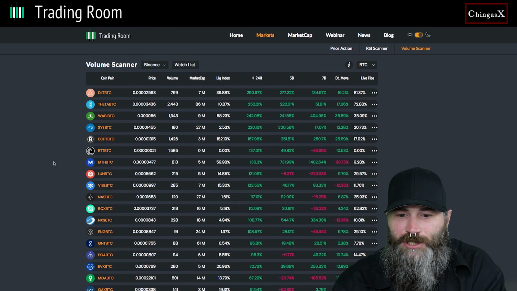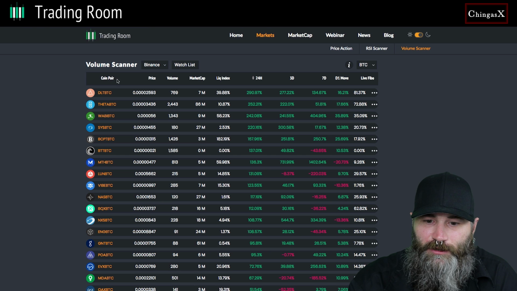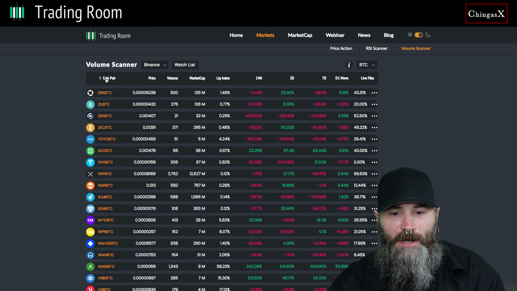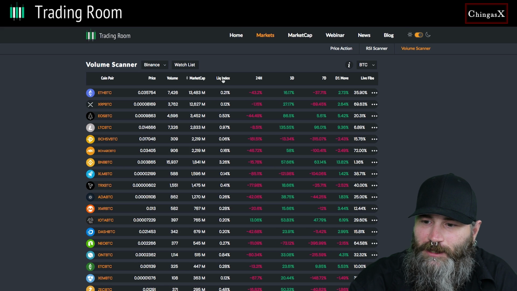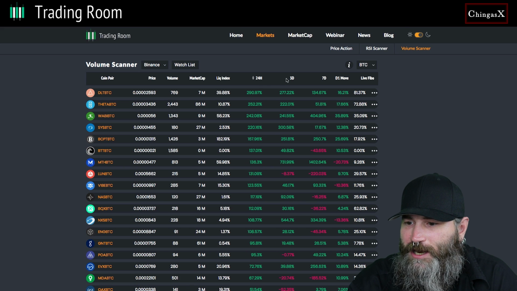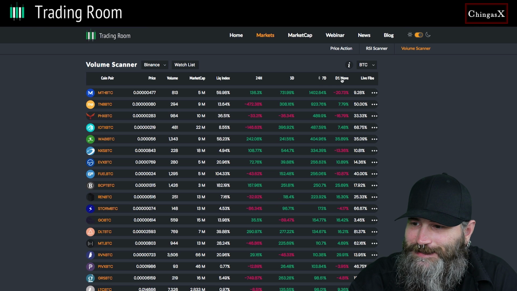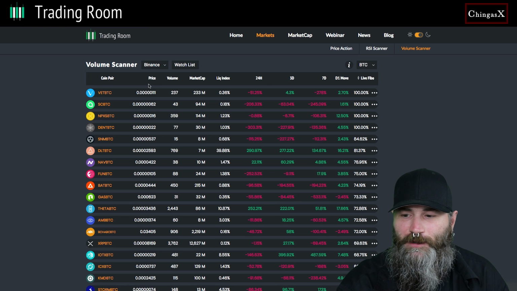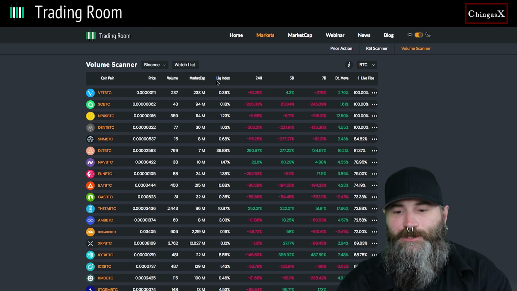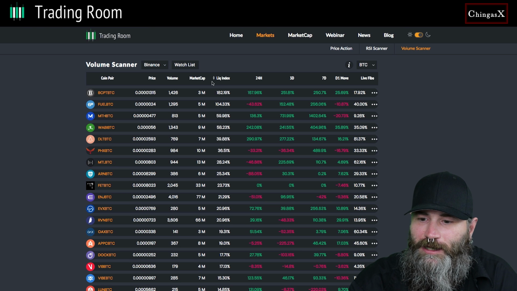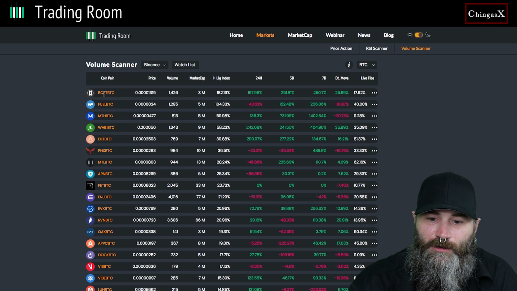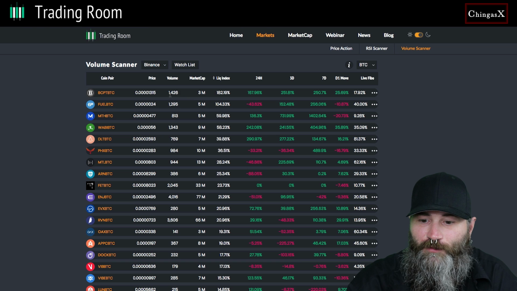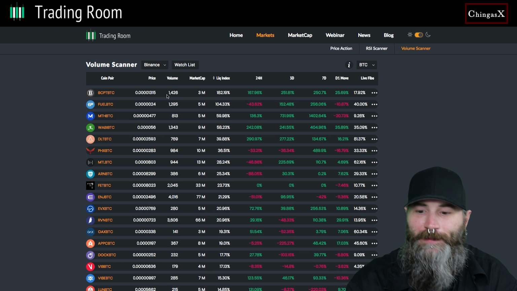So we just talked about the columns over here. You have your coin pairs, and of course you could sort it by coin pair, you could sort it by price, you could sort it by volume, market cap, liquid index, 24 change, 3-day, 7-day, D1, and live Fibbo. Every one of these up here is a sortable option. So let's just sort it by the liquid index, and we'll go to what is the most liquid. So the most liquid right now currently, BCPT, with a BTC pairing showing 1,426 Bitcoins worth being traded.